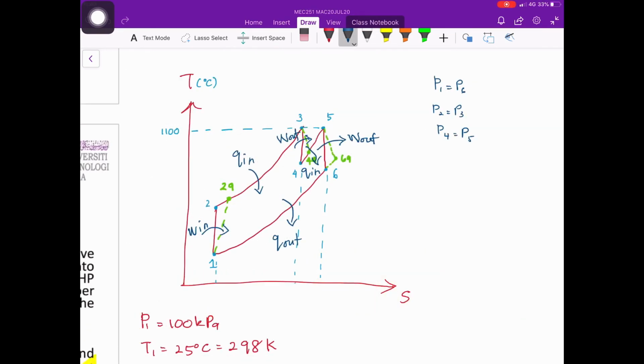Note that P1 is equal to P6, P2 is equal to P3, and P4 is equal to P5.